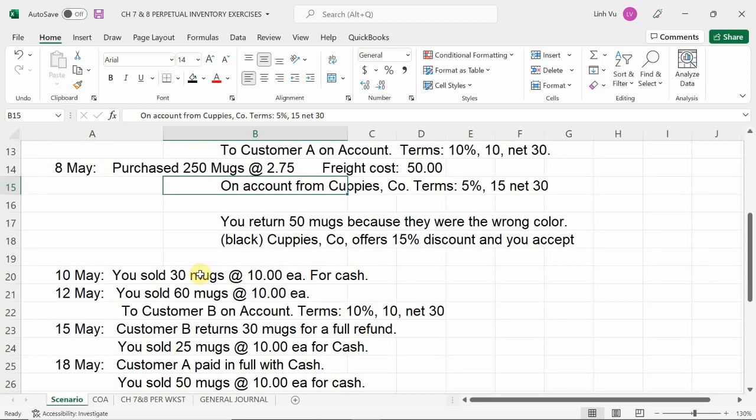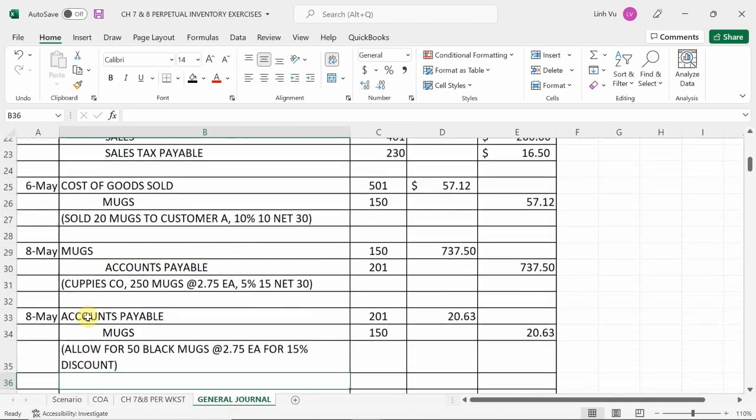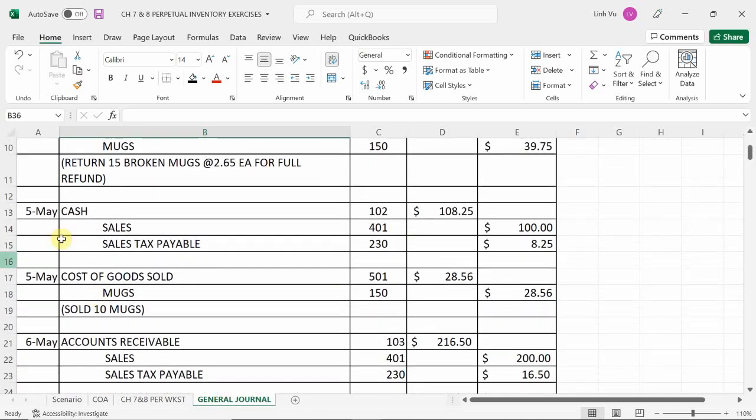So the next one here on May 10, we end up selling 30 of those mugs for $10 each for cash. On May 10, you end up selling 30 mugs for $10 each for cash. So in this case, you need to split up your transaction here because I need to record one thing at a time. So first things first, I need to record my cash sales. Here's my cash sales.